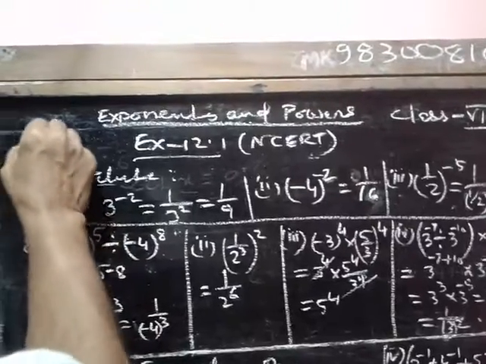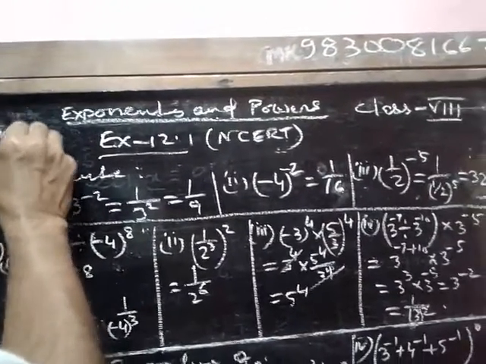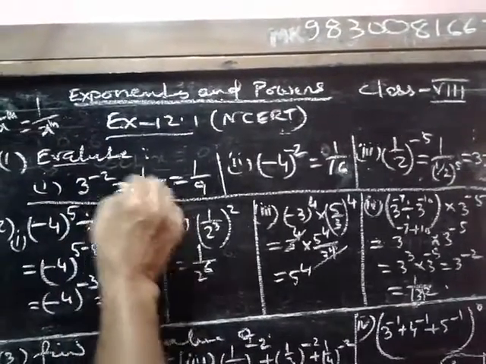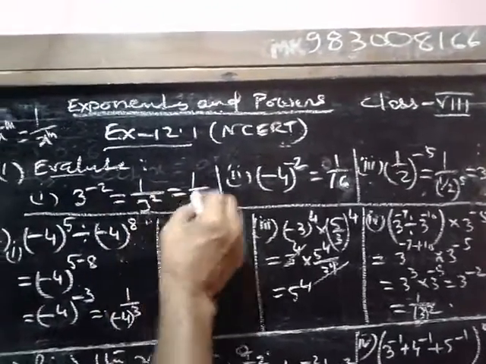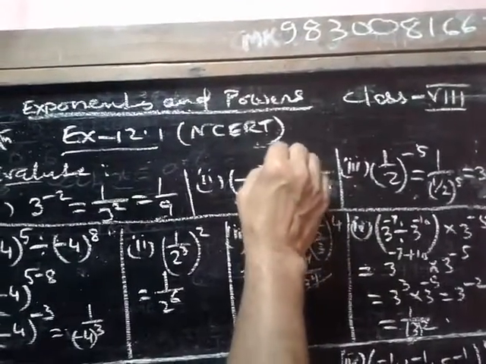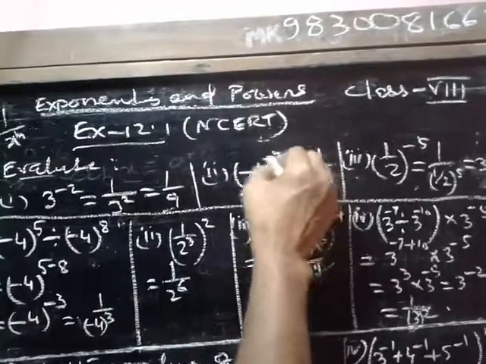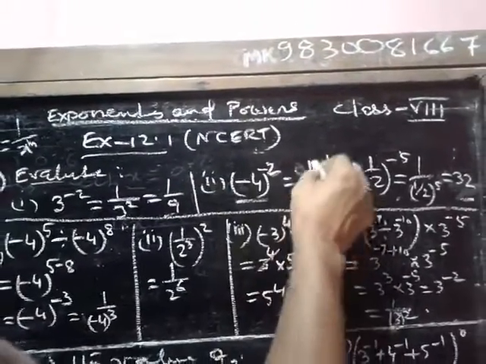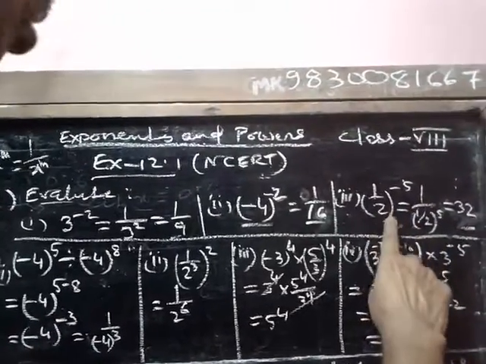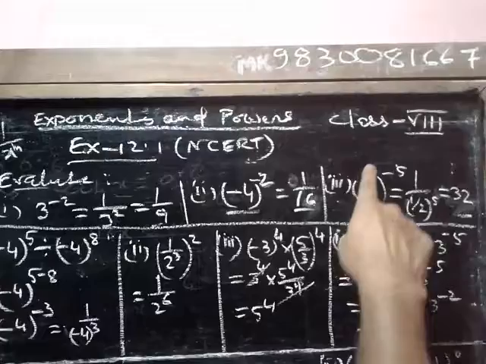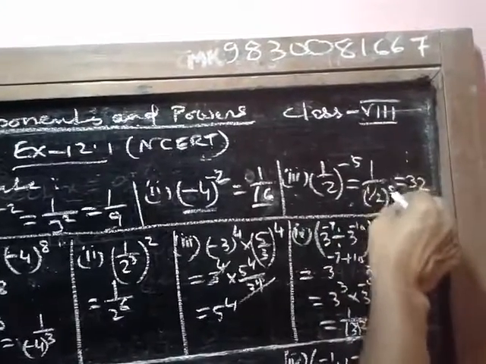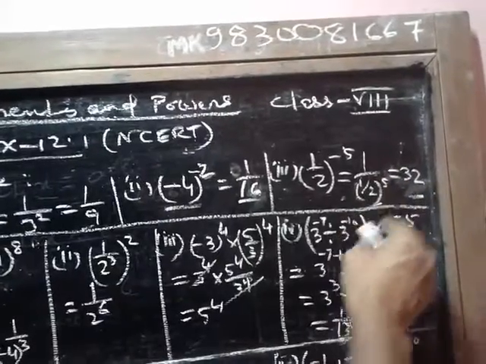So we know x to the power minus m is 1 by x to the power m. So here this is 1 by 3 square, and it is 1 by 9. The same way, this is an even power, so the minus and minus will be plus, so it will be 1 by 16. And this is 2 to the power 7, 1 by 2 to the power minus 5. So minus 5 is 1 by half power and it will be 32.